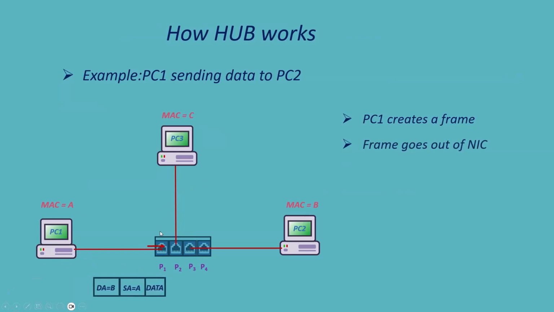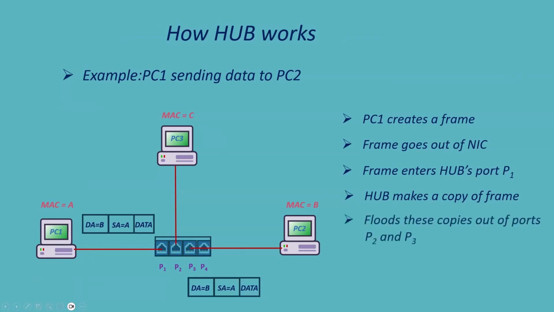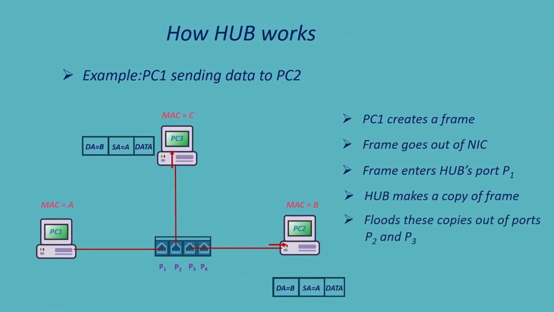It arrives at port P1 of the hub. The hub makes copies of it like this. Remember, it has not changed the source address or destination address. It is still the same. It has just made copies and is going to flood them on ports P2 and P3 like this. This is how it goes. So that is the flooding characteristic of the hub.